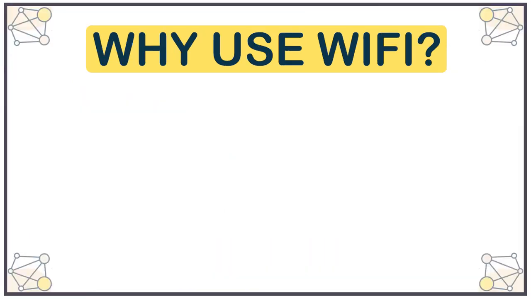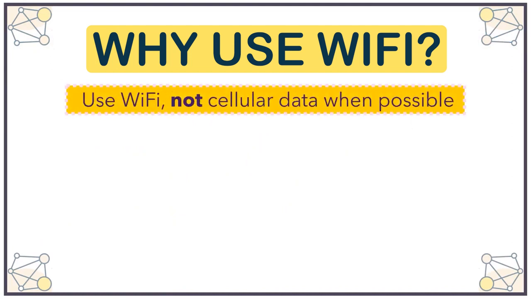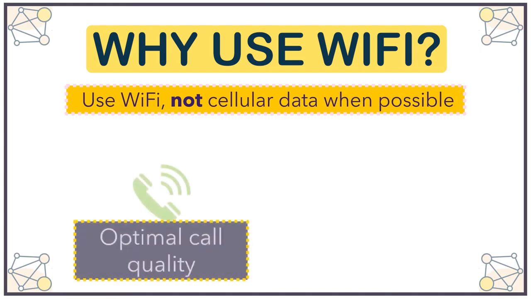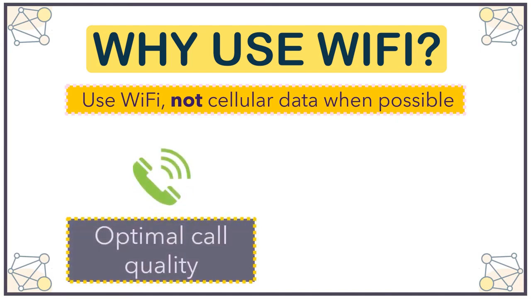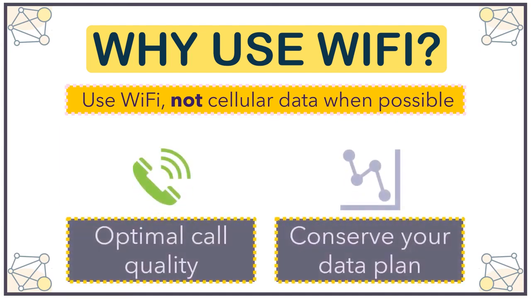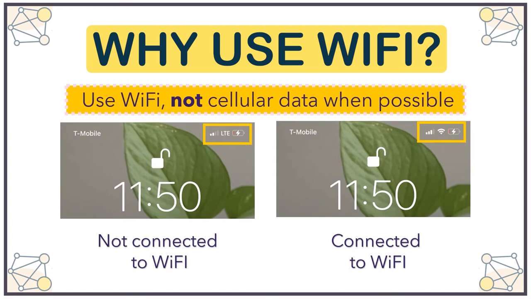When using your mobile app to make and receive calls, you want to make sure you are connected to Wi-Fi in order to avoid using your cellular data. Connecting to Wi-Fi ensures optimal call quality and also conserves your data plan. You can tell by looking at your home screen. If you don't see the Wi-Fi symbol at the top right, then you are not connected to Wi-Fi. In the image on the right, you see the Wi-Fi symbol at the top of your home screen, so you know you're connected to Wi-Fi.